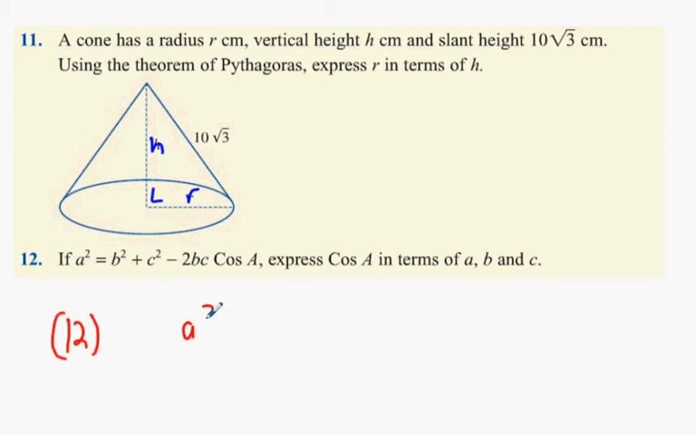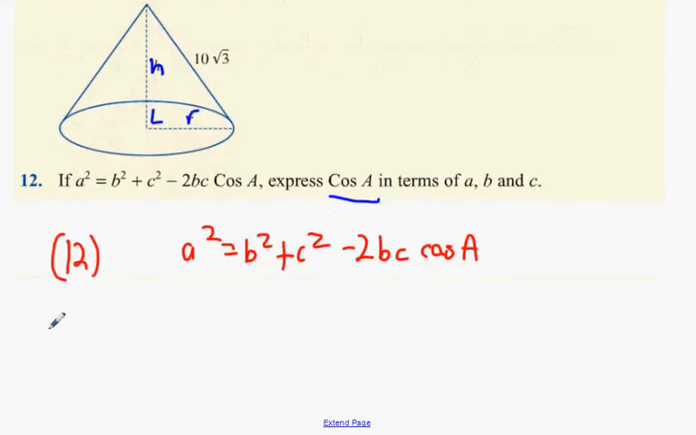a squared equals b squared plus c squared minus 2bc cos A. Which one are we looking to get on its own? Looking to get cos A on its own. Okay, so here's what we're going to do. We can bring the full thing over the other side. And we can bring the a squared to the right.